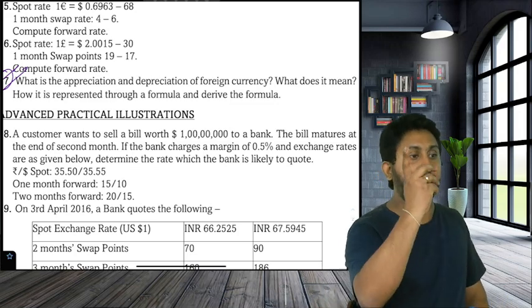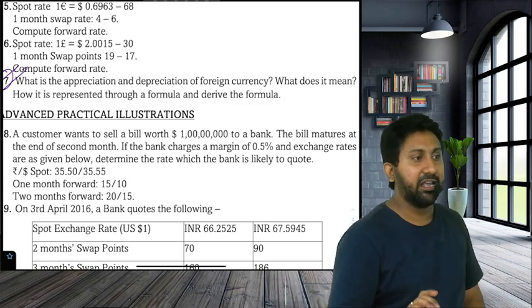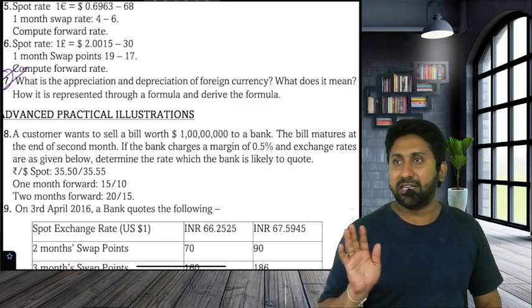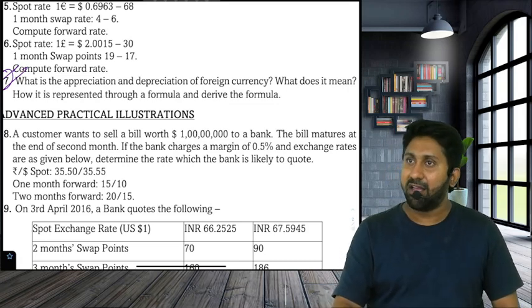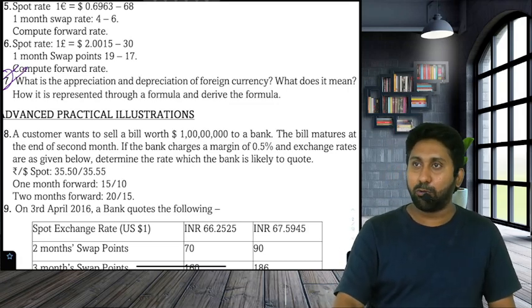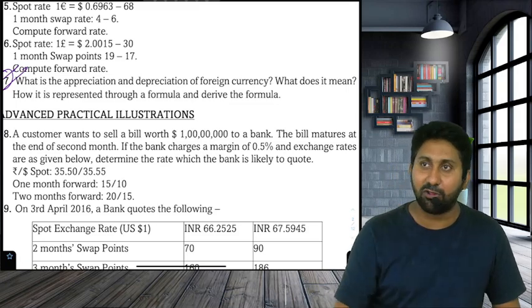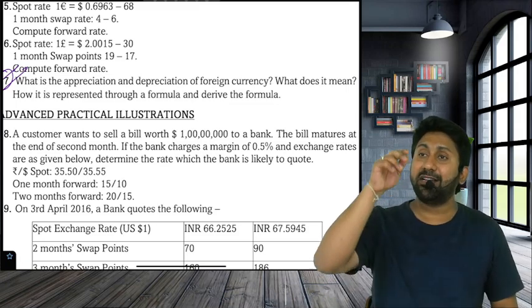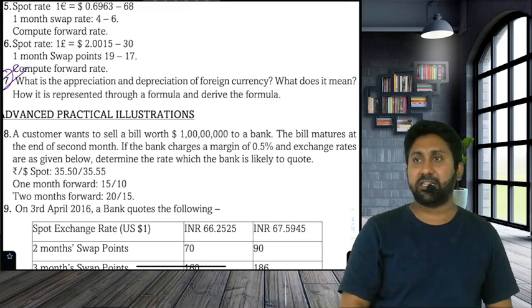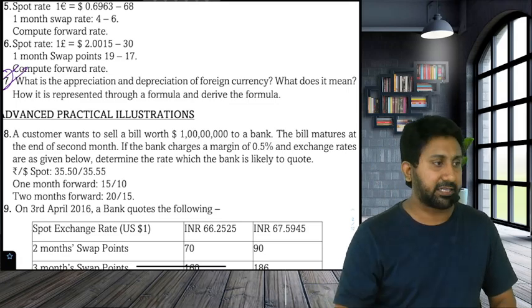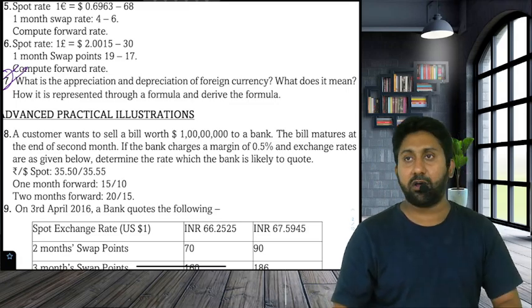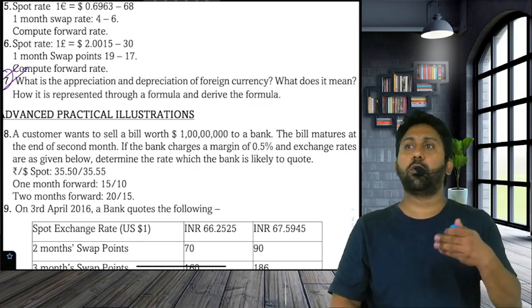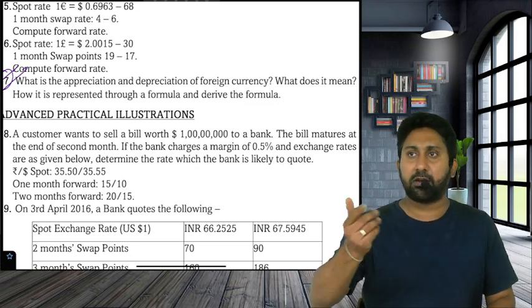What is this? It will come as a percentage that we will adjust. I'm not asking about all those things, whether you will apply a percentage, whether it is 1% or 2%. I am asking what is this whole idea of appreciation depreciation, how it will be useful in forex, how it is useful for solving the problems, that we are going to understand in the next part of the discussion.